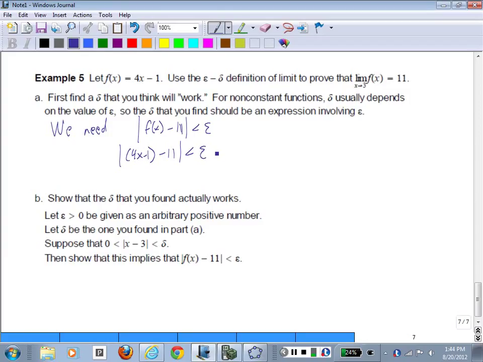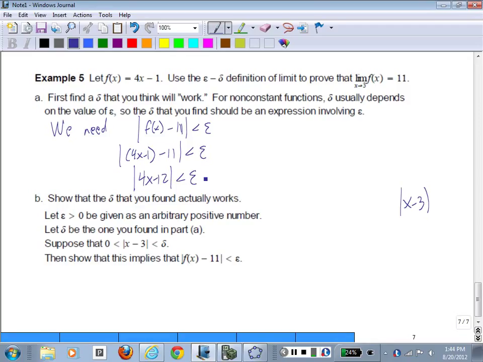Okay, let's work on that expression. See, we've got control, since x is approaching 3, we've got control over the absolute value of x minus 3. If we can express this in terms of the absolute value of x minus 3, then we'll have something that we can kind of work with. So we'll keep working on it. Simplify absolute value of 4x minus 12. We need that to be less than epsilon, but I think we can get there.